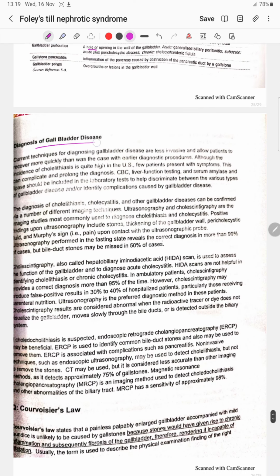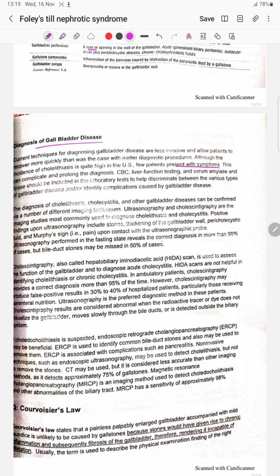Diagnosis of gallbladder disease. The current techniques for the diagnosis of gallbladder disease are less invasive and allow the patient to recover more quickly than was the case with earlier diagnostic procedures. Although the incidence of cholelithiasis is quite high in the US, few patients present with symptoms, and this can complicate and prolong the diagnosis.